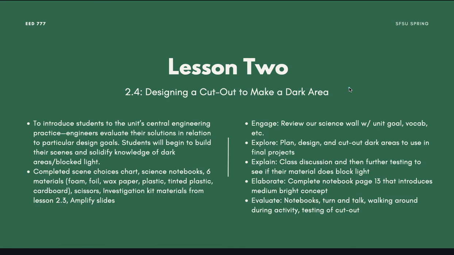For the second lesson I did 2.4, which is designing a cutout to make a dark area. This introduces the students to the unit's main idea that engineers evaluate their solutions in relation to particular design goals. Students will begin to build their scenes and solidify knowledge of dark areas and blocking light. They use a lot of the same materials from last time, but the main Explore is that they plan, design, and cut out dark areas to use in their final project, so they're actually building their scenes here.